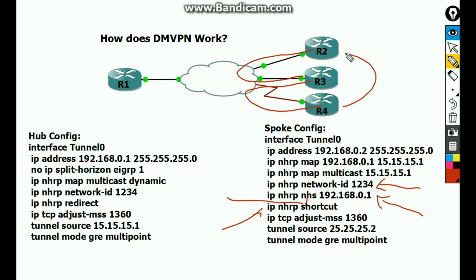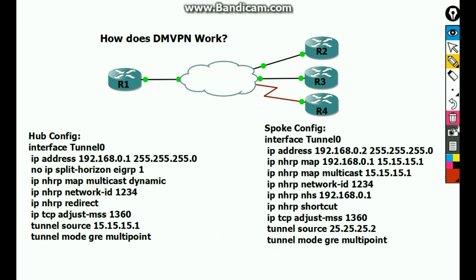All right. And then you can do the same thing, IP TCP adjust maximum segment size 1360, and these are just the standard configs right here for the tunnel interface. All right. That is basically how, that's the configs for it.